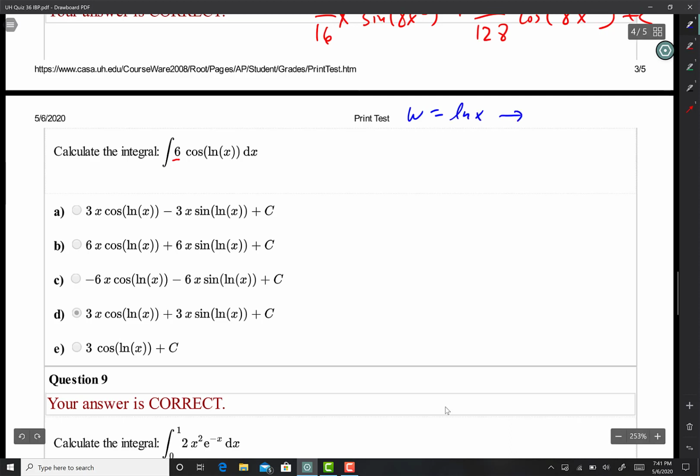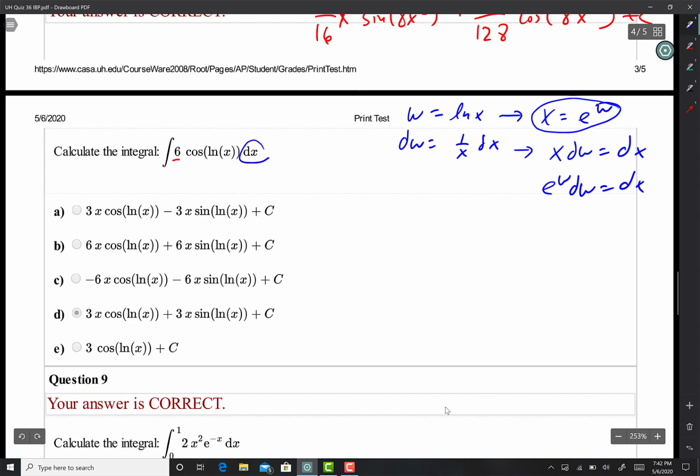So if w equals ln x, that means x equals e to the w. So dw equals 1 over x dx. So I'm just going to multiply by x both sides. So this means that x dw equals dx. I just multiplied it by x to get rid of that 1 over x. Now remember, x is equal to e to the w. So e to the w dw equals dx. So I'm just going to substitute dx for e to the w dw, and I'm going to put the e to the w here in the front.